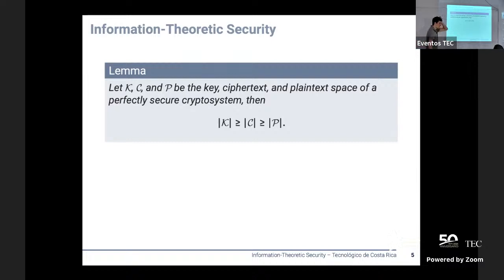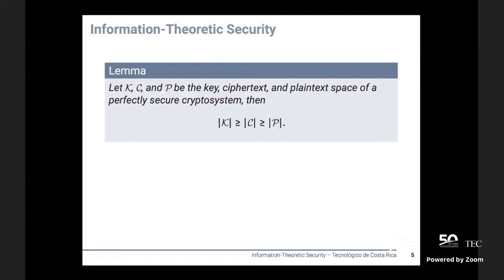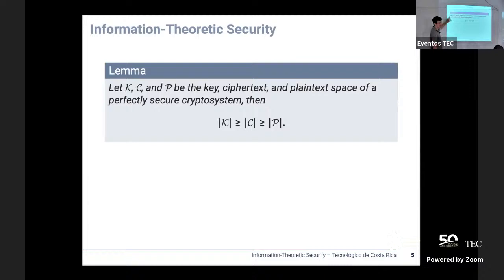So moving on to the next lemma, also a property of perfect secrecy. Why do we cover these lemmas? To get a bit of a feeling for what it means to be perfectly secure. This lemma says, if we have the key space, the ciphertext space, and the plaintext space, then the ciphertext space needs to be at least as big as the plaintext space, and the key space needs to be at least as big as the ciphertext space.